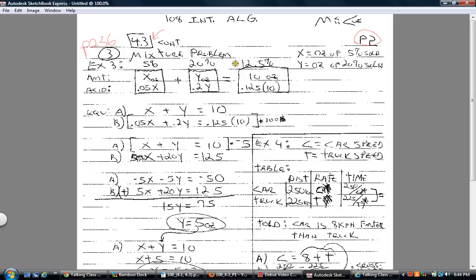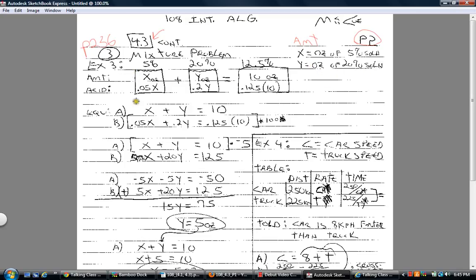Now these problems take a little bit of work, a little bit of detective skills here. Make sure you label your variables, define these. I see many students who don't write what X is, what Y is. When you do that, your brain gets organized, you maintain order. X for me is going to represent the number of ounces of 5% solution, the amount. Y is going to be the amount of the 20% solution.